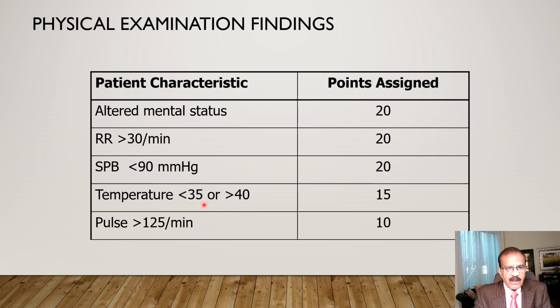Now this is important. Somebody having temperature more than 40, that carries poor prognosis, and somebody whose temperature is low, hypothermic patient, he or she also has poor prognosis because that patient gets 15 points. Pulse more than 125 per minute, that also gets 10 points.